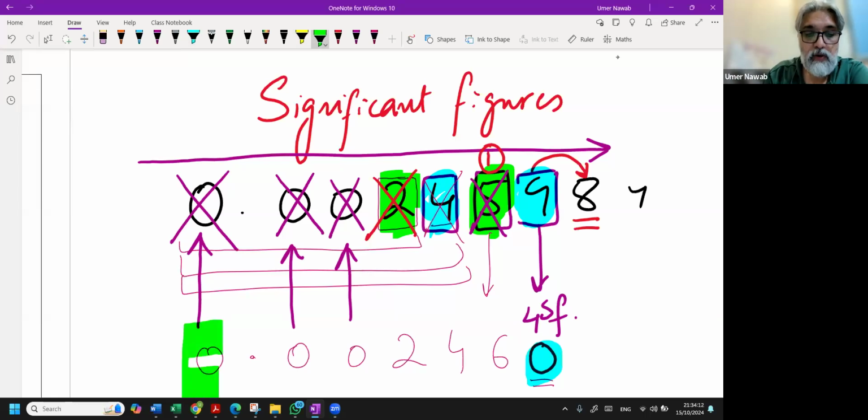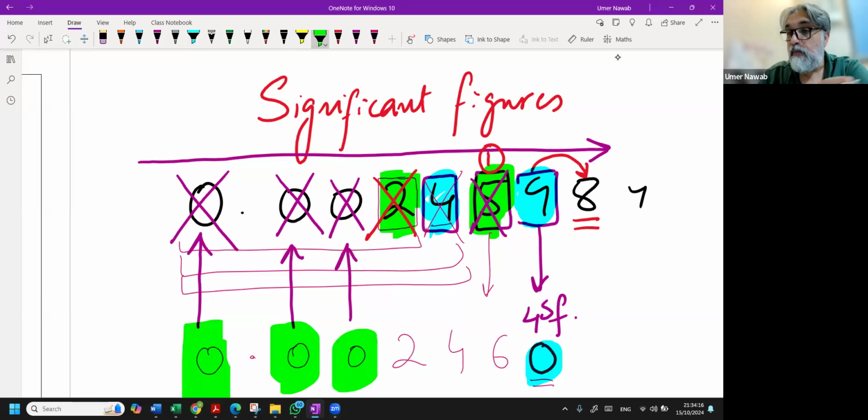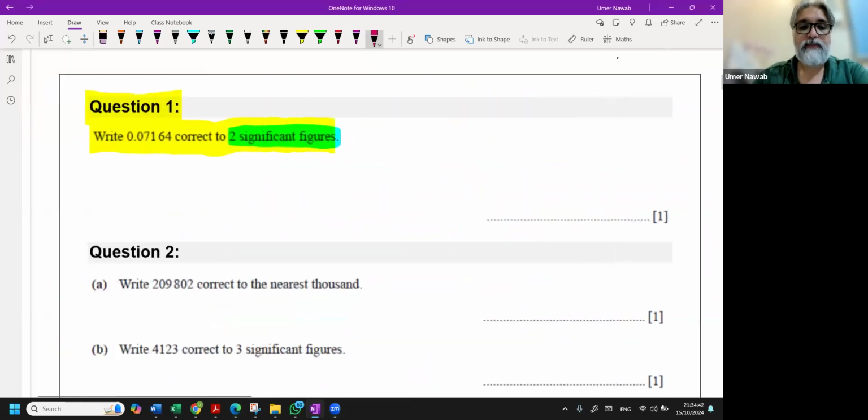Whereas these zeros, which were encountered from the left-hand side, were not considered significant. But if a zero comes after the non-zero numbers, like after 2, 4, 6, that will be considered a significant figure. So now I can say 1, 2, 3, 4: this number is written to four significant figures.